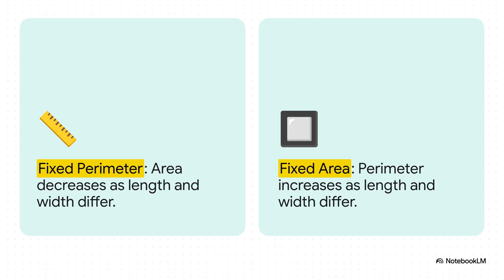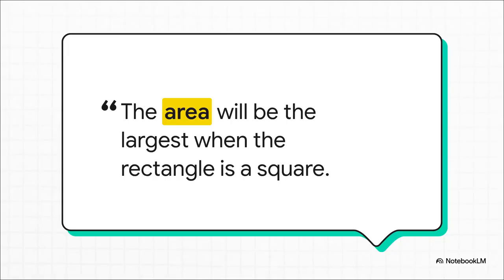Conversely, if you have a fixed area, meaning a specific amount of surface space you need to cover, the perimeter boundary you need will increase as the difference between the length and width increases. They move in completely opposite ways depending on the shape's proportions. And that brings us to the ultimate rule. For a fixed perimeter, the area will be the largest when the rectangle is a square. And for a fixed area, the perimeter will be the smallest when the rectangle is a square. A square is perfectly balanced. Honestly, this is an intuitive cheat code that will save you so much time analyzing shapes during your exams.